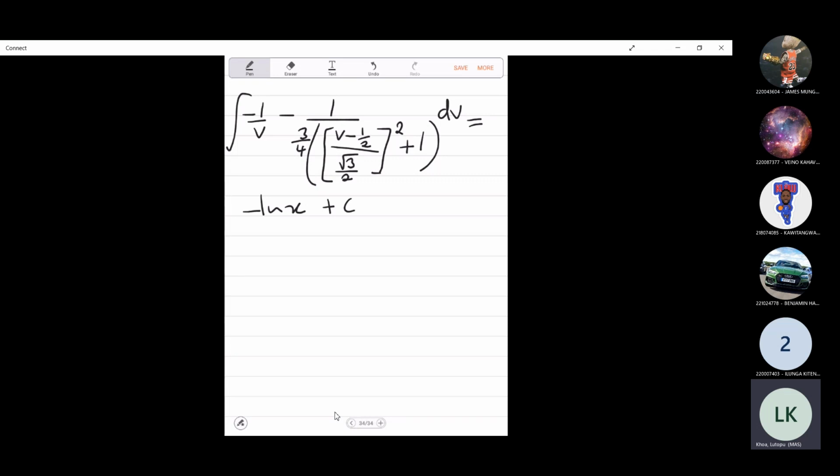Okay, then integrate. We have minus ln of v minus 2 over the square root of 3, so I'm skipping a lot of steps, tan inverse of 2v minus 1 over the square root of 3, and this is equal to, it should not be negative, this is equal to ln of x plus c.